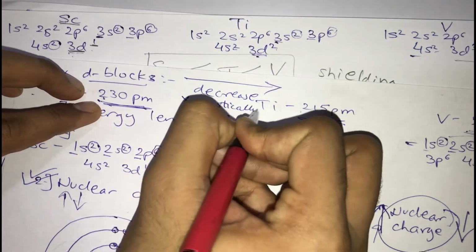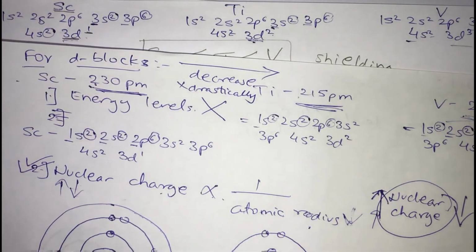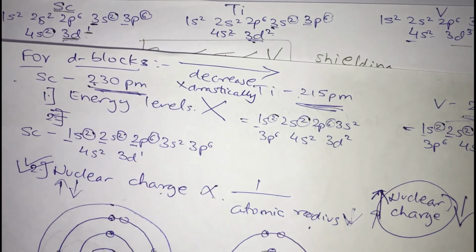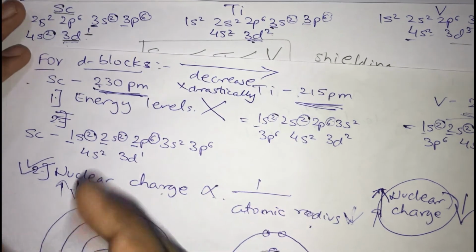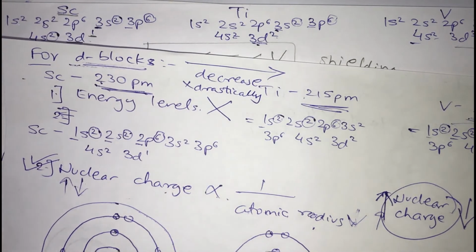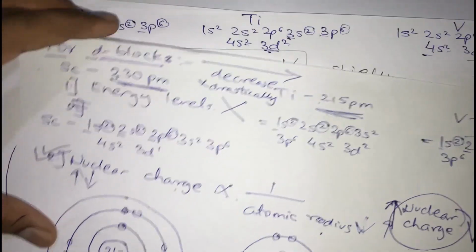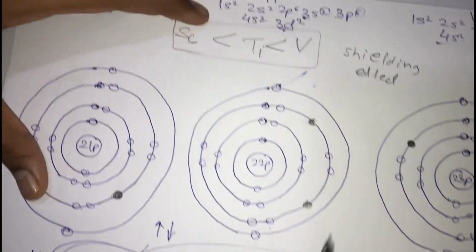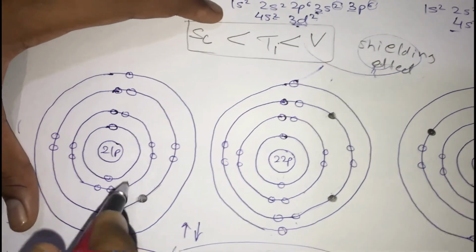So yes, similarly like the S block and P block, the D block is also going to decrease in size as you move from left to right. The only exception is that the D block size is not going to decrease drastically. It is going to decrease in small amounts, only because of the shielding effect which is getting added because of these D electrons.